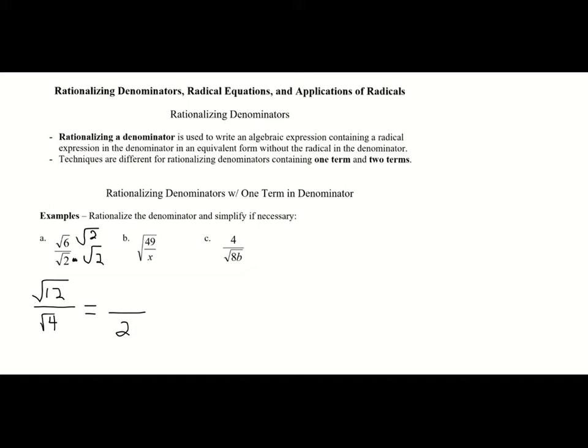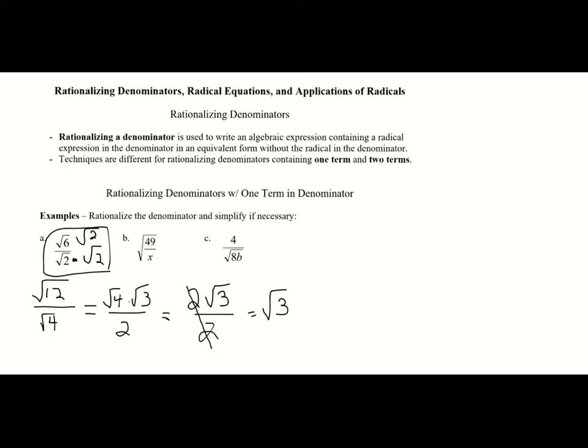Now, the square root of 12, you do need to simplify if you can. I know I can simplify that because the square root of 4 times the square root of 3 will give me the square root of 12. So I'm going to simplify that radical up top. The square root of 4 is 2. So we have 2 square root 3 over 2. And we can do some final simplifying here, because I do know those 2's will equal a 1. So my final answer here would just be the square root of 3 when I rationalize that denominator for the square root of 6 over the square root of 2.